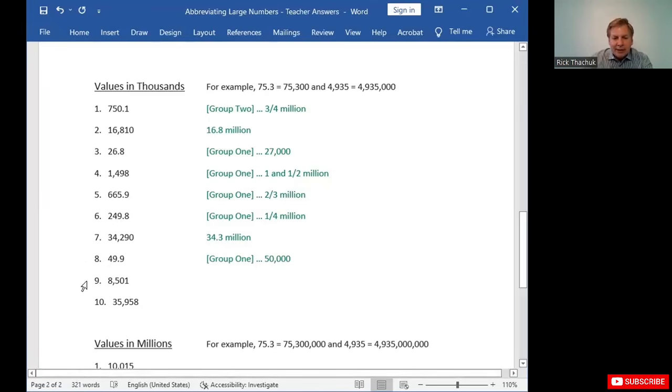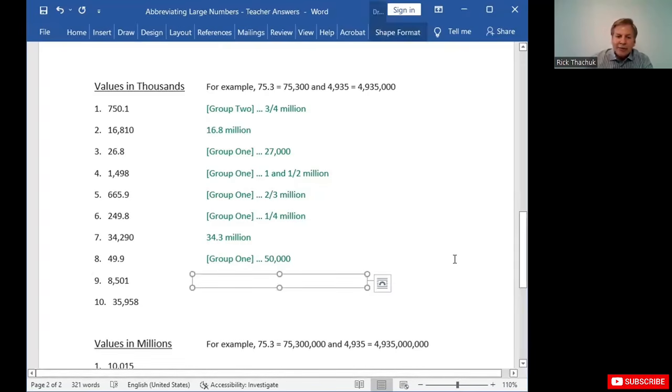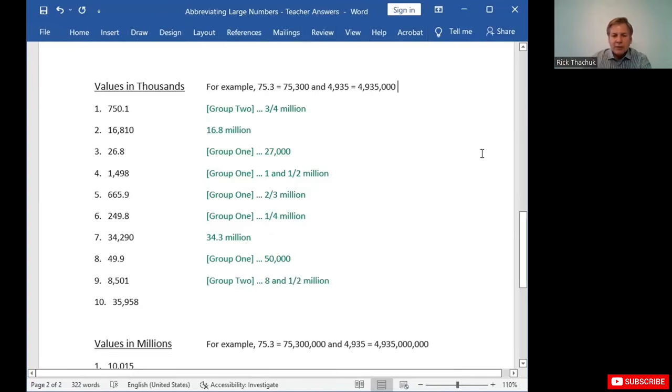Number 9, 8,501,000. Expanded is 8,501,000. Well, this 501,000 is very close to 500,000. So this number here is just over 8.5 million. So anything from group 2 and then 8.5 million will work. Just over 8.5 million, or just above 8.5 million.